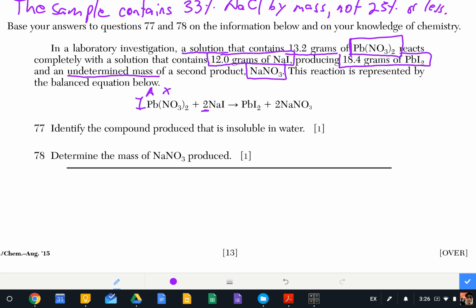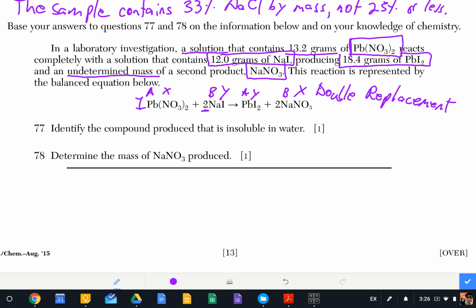A with X, B with Y, and we have A with Y and B with X. This is a double replacement reaction. I don't know if they asked us about that, but still, you should know that. This is a double replacement reaction. How do we know there was a double replacement reaction? Well, because of the answer for number 77.